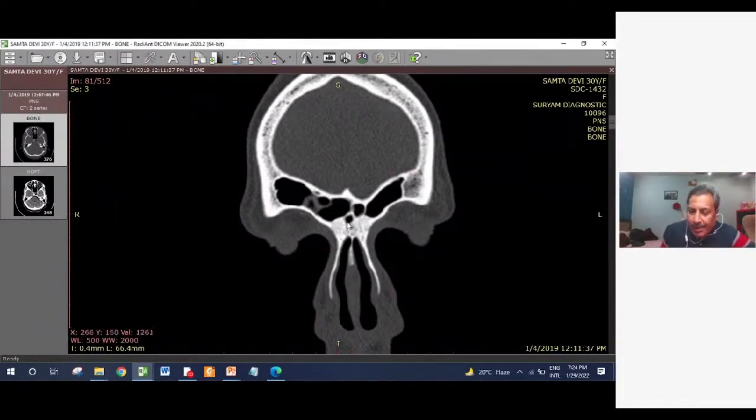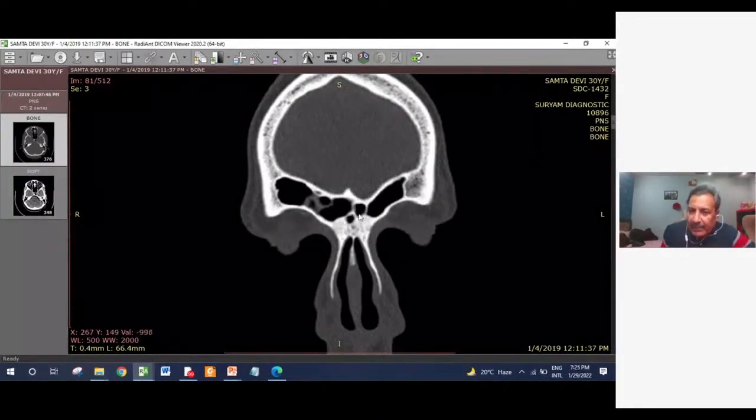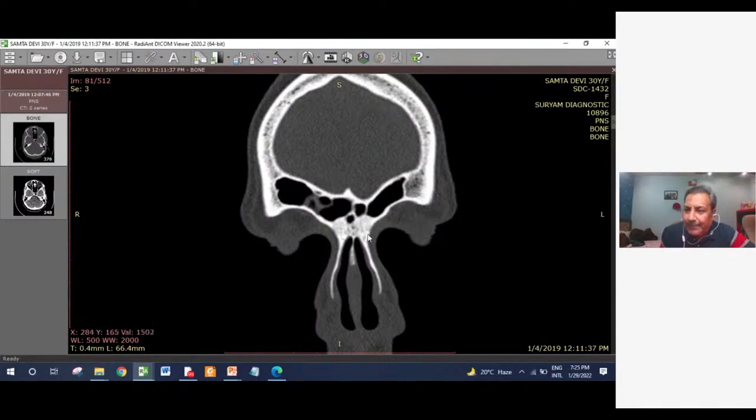Number one, these intersinus septal cells drain into either of the sinuses, and while operating we need to know how these cells are draining into these sinuses, so as to widen them there and to ensure that no further disease remains in the intersinus septal cells.